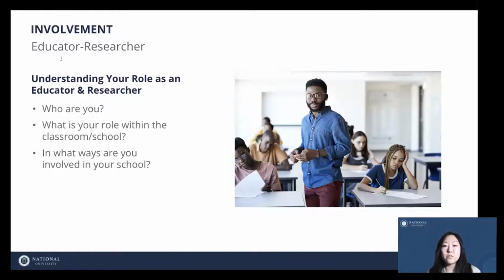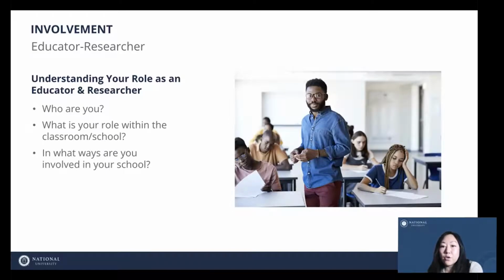So this leads to the following questions. Who are you? What is your role within the classroom? What about your role within the school? Are you new to the school, but perhaps not to the profession? Or maybe you just changed grade levels or subject areas. Let us understand your context within this work.